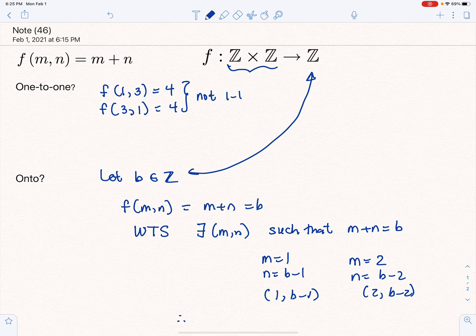So therefore, f is onto. And that pretty much sums it up.